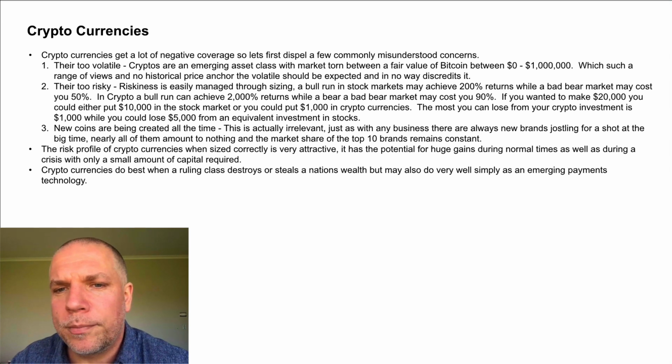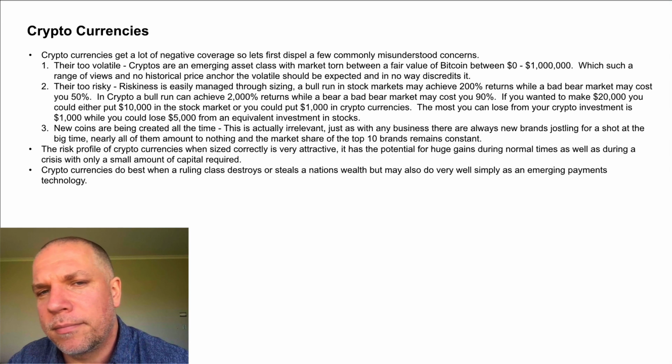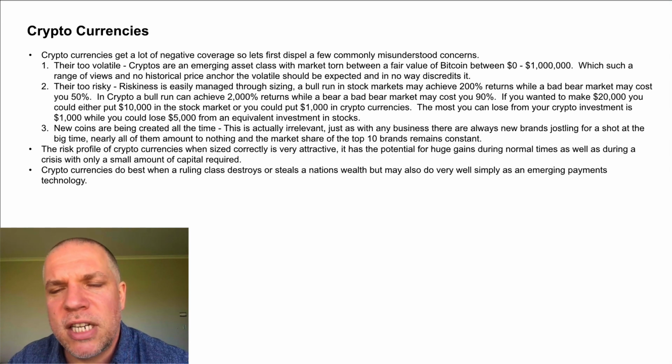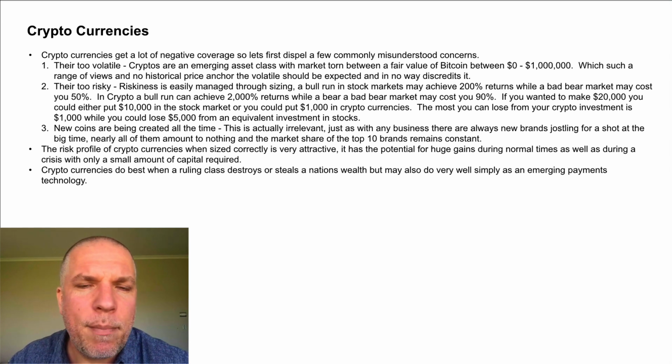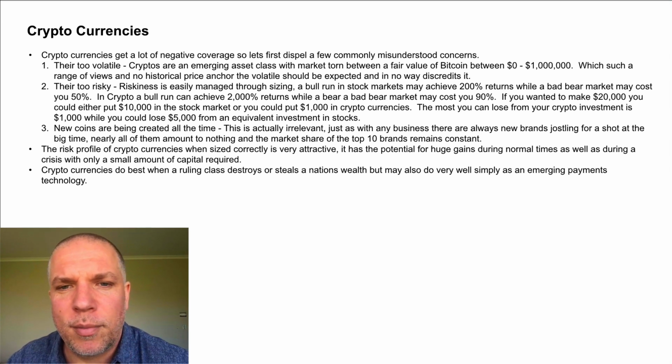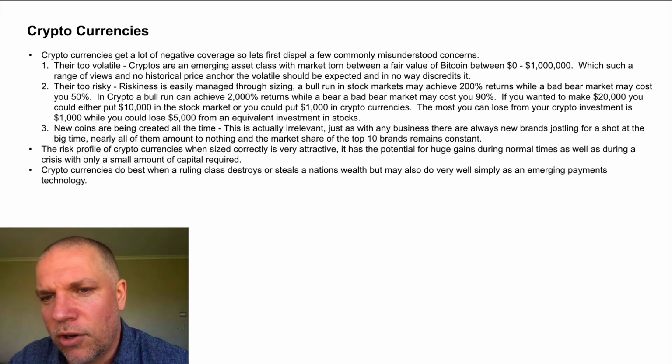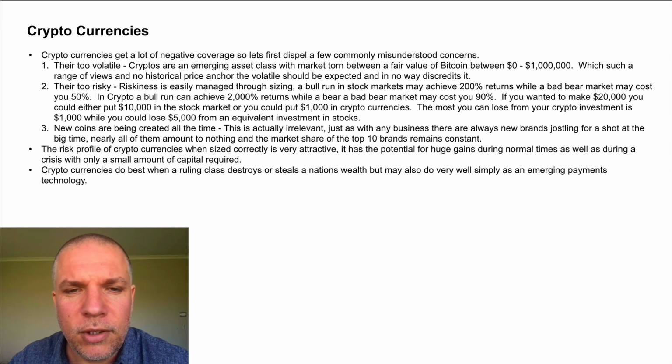So take, for example, a bull run in stocks. An exceptional bull run in stocks, like we've been in for the last 10 years, you might achieve a 200% return. And in a really bad crisis, you might lose 50%. Of course, you can lose worse if it's a Great Depression or something worse, but let's say 50%. In a crypto bull run, when crypto has a great year and does well, you can expect a 2,000% return. That's the sort of returns you're seeing in a crypto bull run. And when cryptocurrencies turn into a bear market, you can expect a 90% drop.